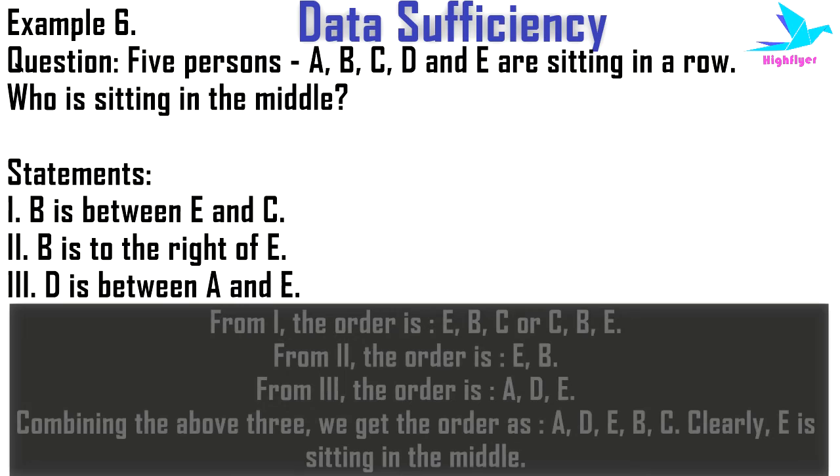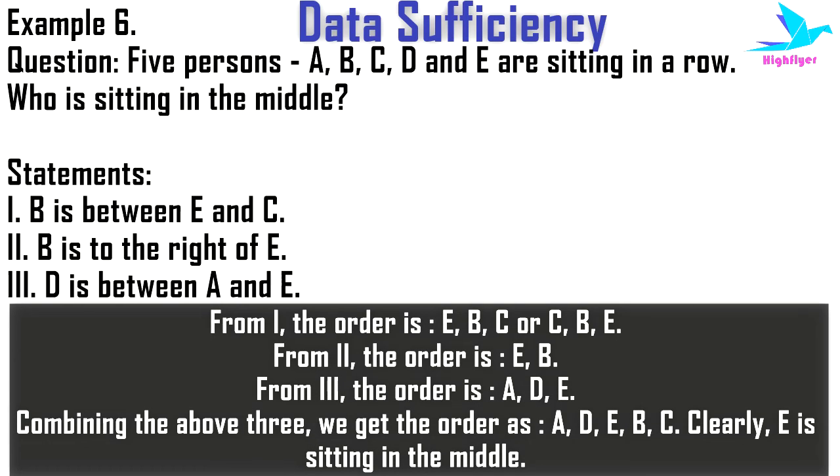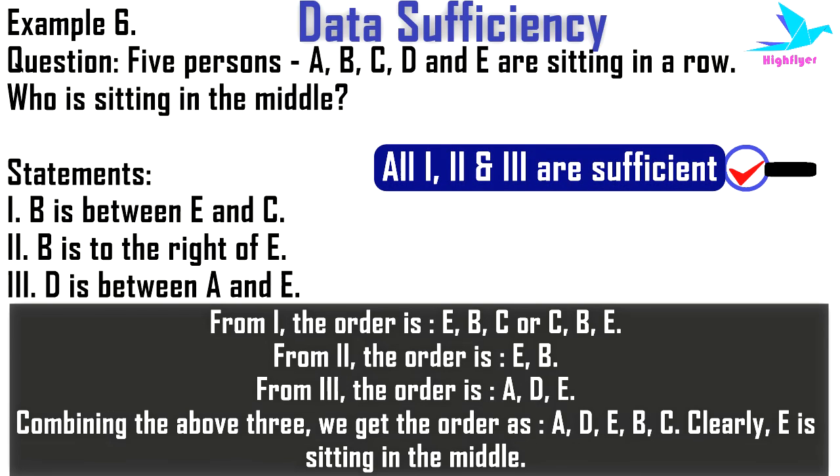Now from statement 1 we get that as B is between E and C, then it can be EBC or CBE. From statement 2 we are getting the order as E and B. Now as statement 3 is saying that D is between A and E, the order we are getting here is ADE. So now by combining the 3, we are getting the order as ADE, B and C. So clearly E is sitting in the middle. And to get this answer, we require the information from all 3 statements. So here all 1, 2 and 3 together are sufficient.